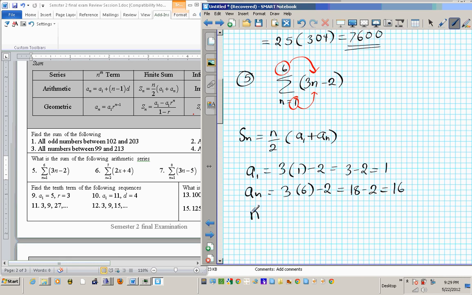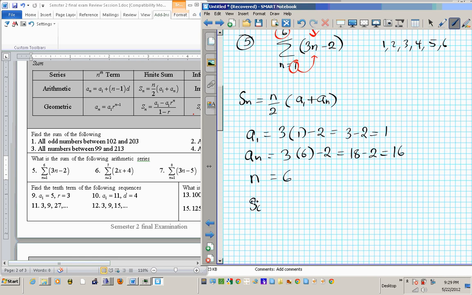Now, what is n? How many terms are there from 1 to 6? From 1 to 6, we have 1, 2, 3, 4, 5, 6. How many numbers are there? We have 6 numbers, so n is 6. All right? So let's find the sum. S6 is going to be n over 2 times a1 plus an. So 6 over 2 is 3. 3 times 17 will give us the answer. 3 times 17 is 51, so there goes your sum.